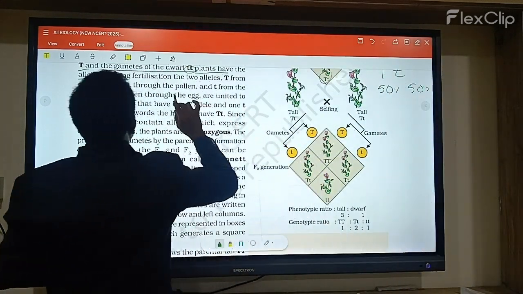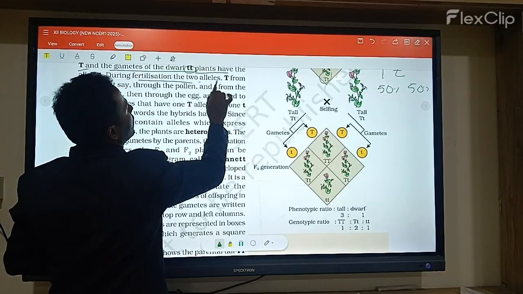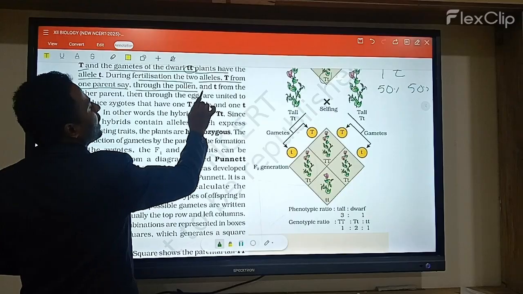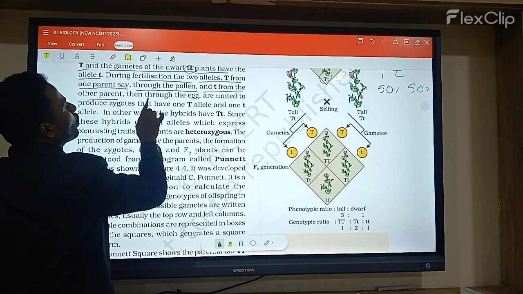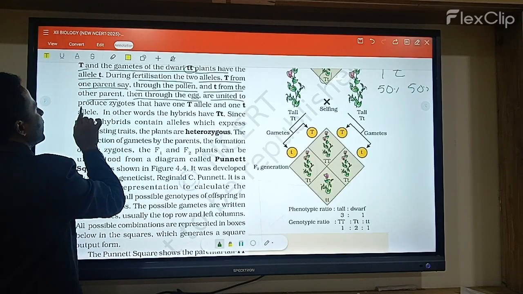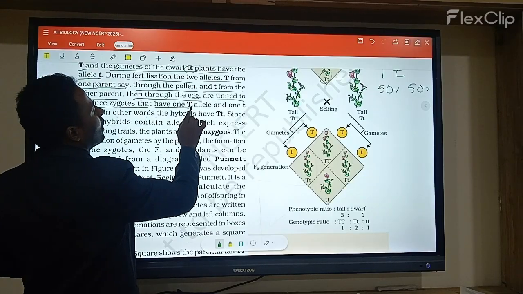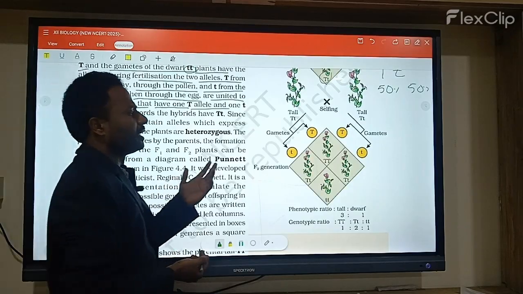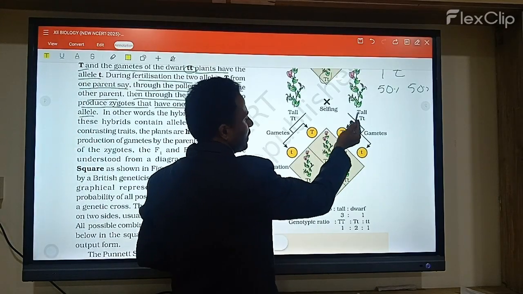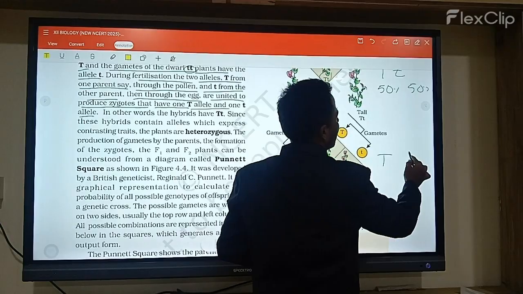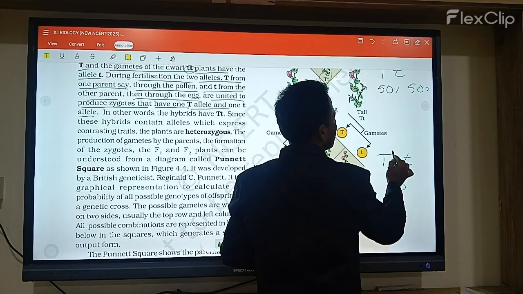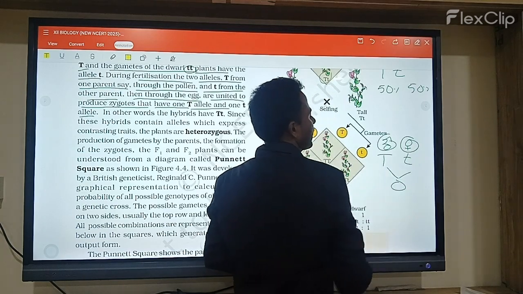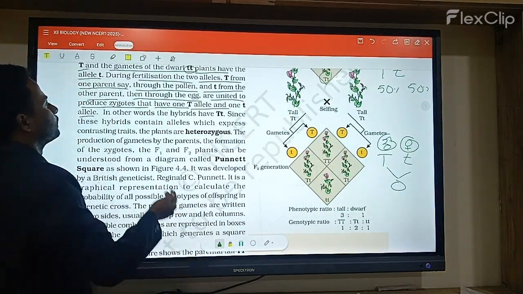Next, during fertilization, the capital T allele from one parent comes through the pollen and the small t from the other parent comes through the egg cell. They unite to produce zygotes that carry one tall and one dwarf allele. So when we take two gametes, a male gamete and a female gamete, and cross them, what do we get? We get a zygote.